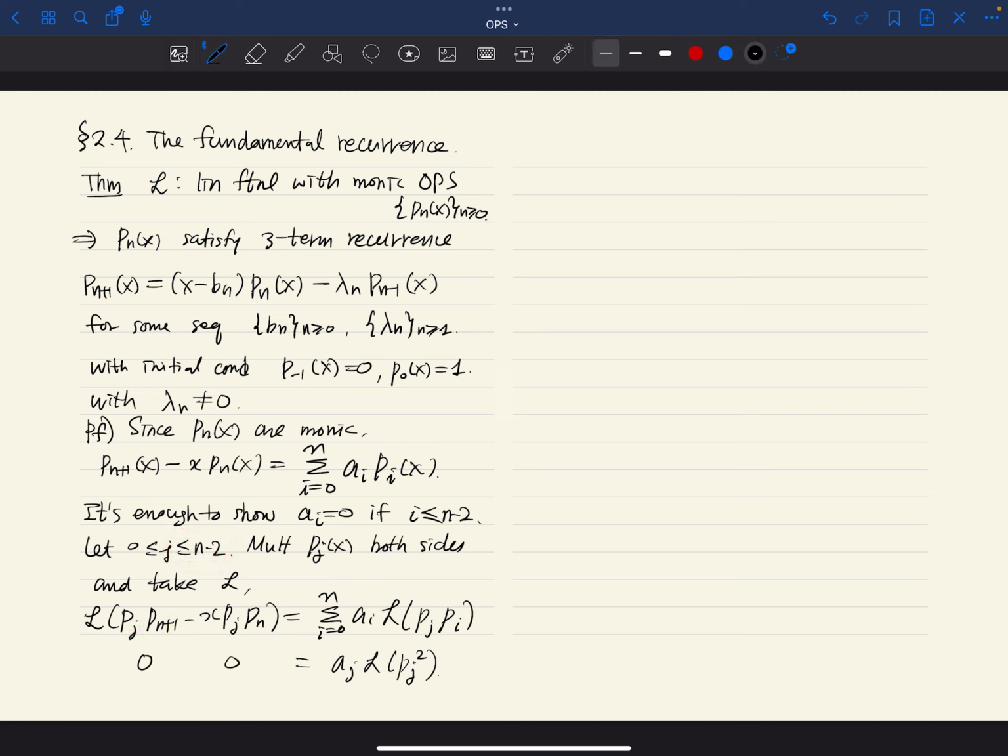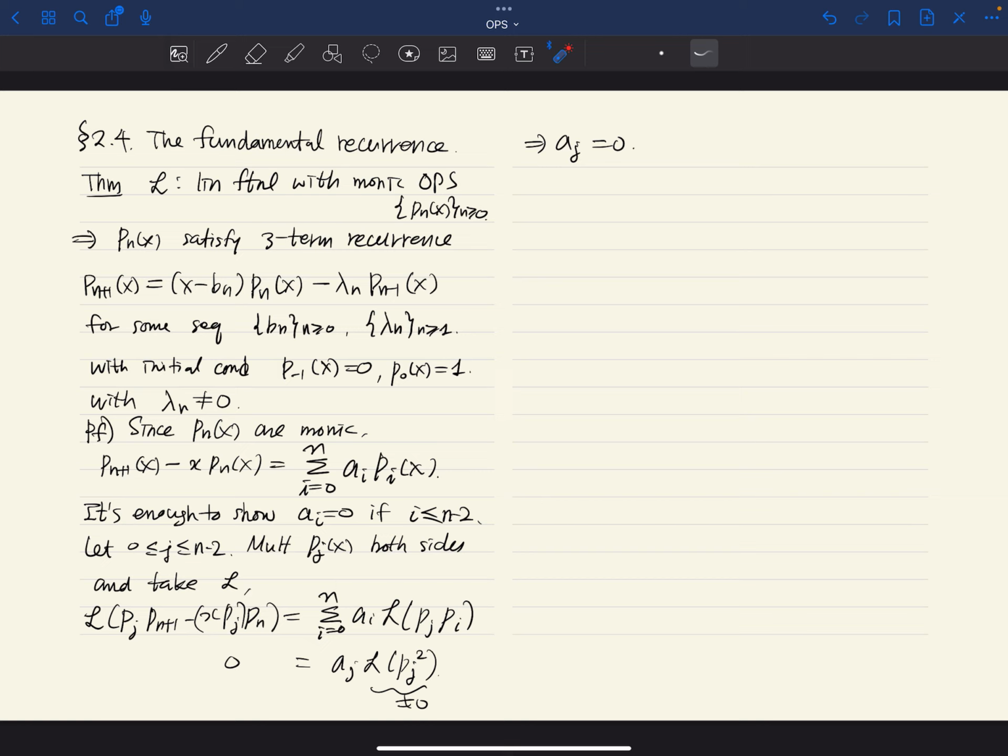This is also 0 because think about this. This is a polynomial whose degree is j plus 1, at most n. So it is less than the degree of this, so again, by the orthogonality, this is 0. So the left-hand side is 0, and this is non-zero. That means a_j equals 0. So we prove that they satisfy this three-term recurrence. Okay?